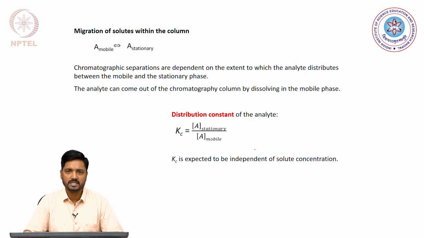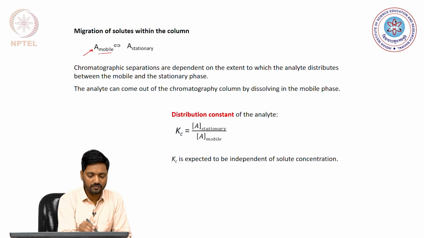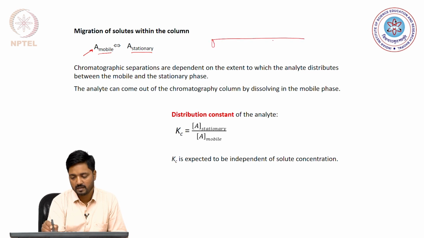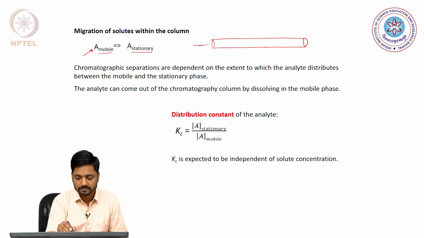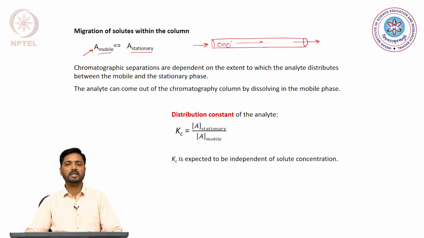So, let us first understand the migration of the solutes within the column. If we consider our solute or analyte A, it will spend certain time in the mobile phase or will be equilibrating between the mobile phase and the stationary phase. The mobile phase will be moving the analyte out of the column, while the stationary phase will keep the analyte within the column. So, there is an equilibration that is considered to be happening here between the mobile phase and the stationary phase with regards to the analyte that is being eluted out.